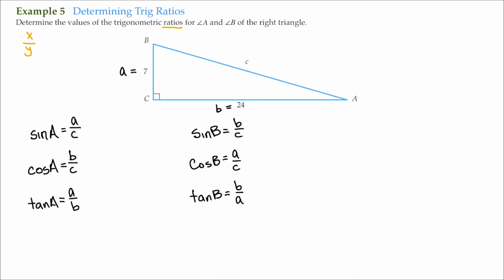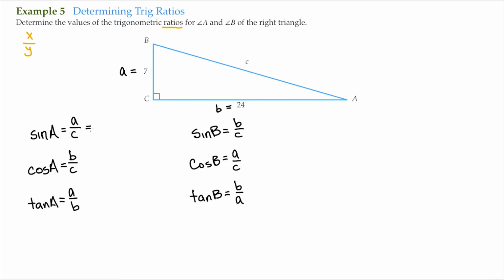A couple other things to point out is that the sine of A, which has the ratio A over C, is the same as the cosine of B, which is also the ratio A over C. And consequently, the cosine of A, which has the ratio B over C, is the same as the sine of B, which has the same ratio B over C. And notice that the tangent of A has the ratio A over B. That's the inverse of the tangent of B, which is B over A. So then what are the trigonometric ratios for angles A and angle B? And there are no trigonometric ratios for angle C, because angle C is known as the right angle, and it's always going to have the opposite of the hypotenuse.